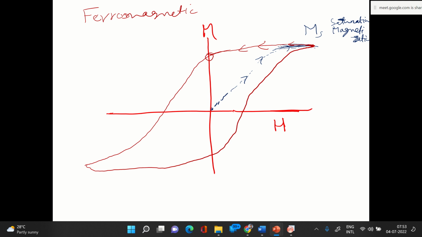So when the magnetic field is zero, H is equal to 0 at this point, you see it still has some magnetization, a large value of magnetization remains. This is called MR, M with a subscript R. So MS is the saturation magnetization, and this is called remanent magnetization.